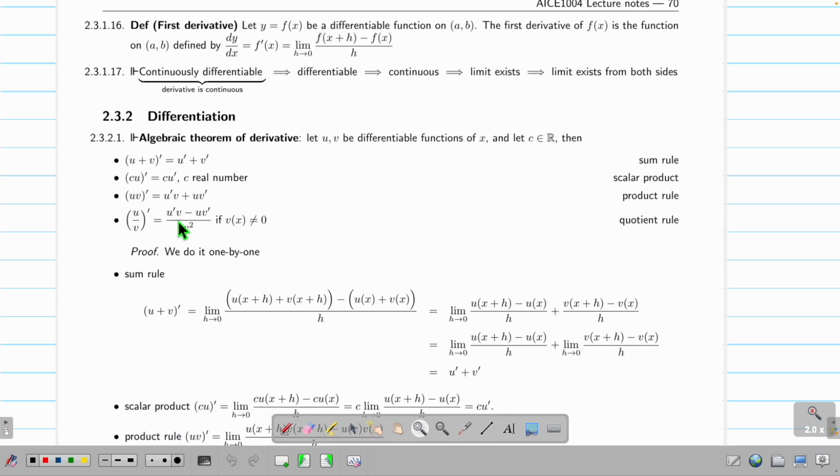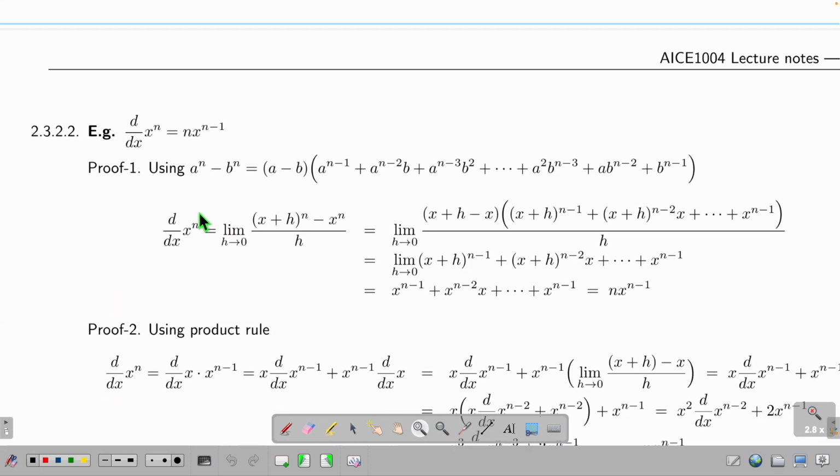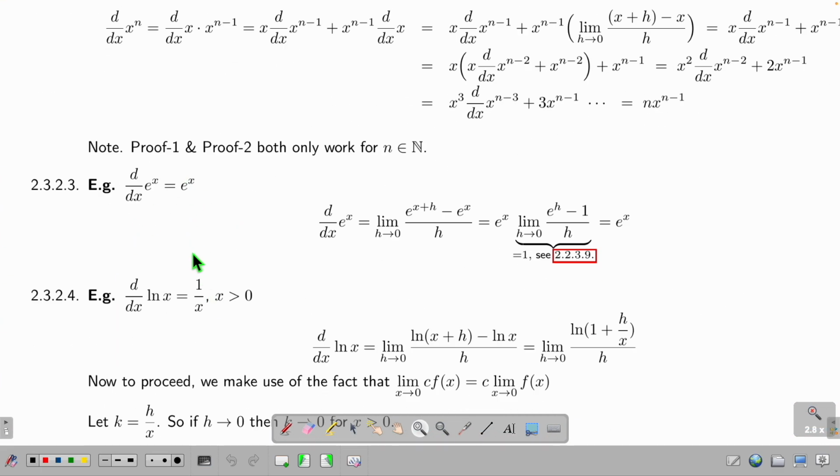That's it. These four rules you must remember. Remember these four. And then also remember this one, and also these. These are exactly the formulas in calculus.